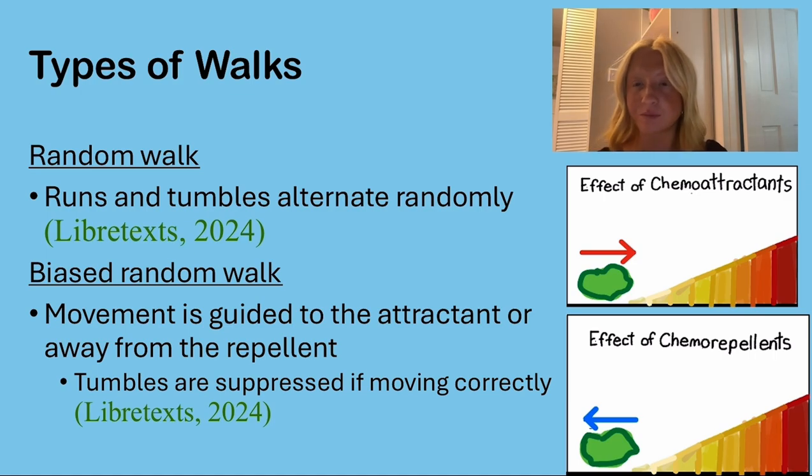So if it senses that it's going the right way, like towards an attractant, then it'll make the runs longer and it'll suppress the tumbles. It doesn't want to tumble more and change direction if it knows that it's getting towards something. But if it starts sensing something negative, then it will increase the tumbles and try to find a new path.